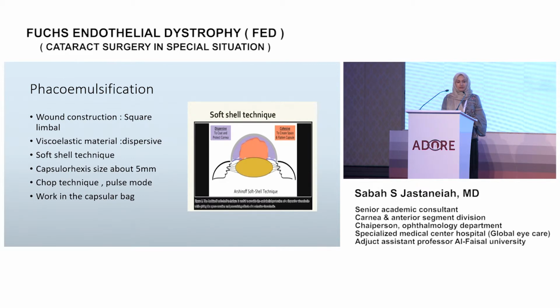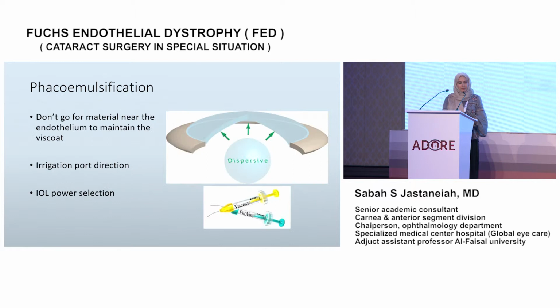The capsulorhexis size, so you make sure that the lens wouldn't pop out and in when you reach the stage where you implant it. Personally, I like the chop technique, the pulse mode, less energy, more off time, and work in the capsular bag.